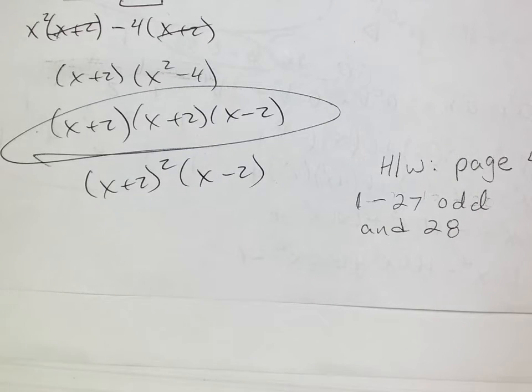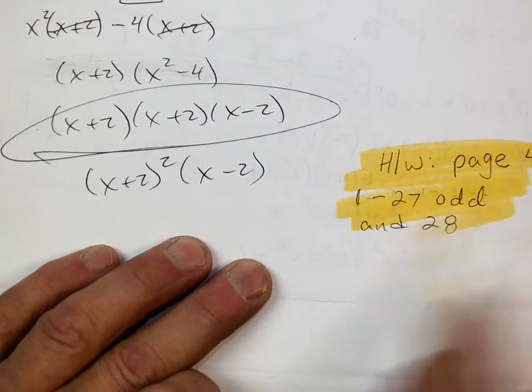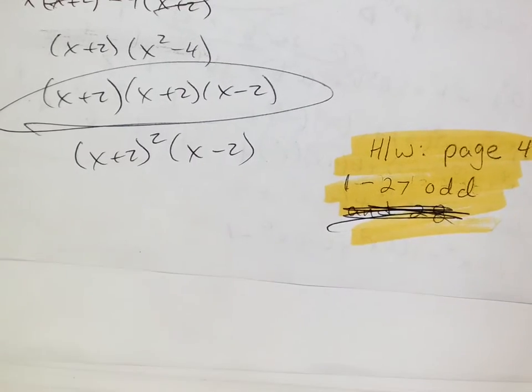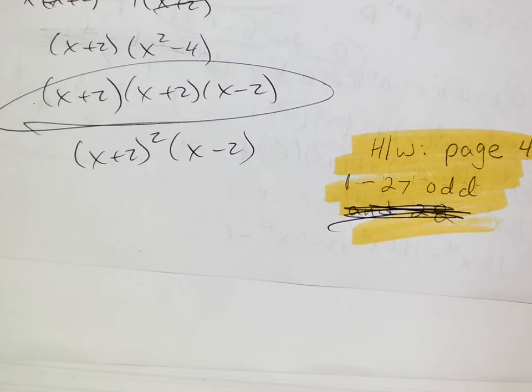Okay, so homework, right? Yesterday we did the evens, today we do the odds. You don't have to do 28 because we did 28 yesterday, okay? Okay, there you go.